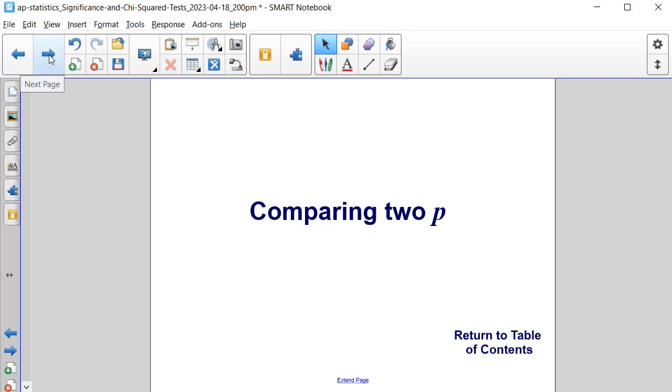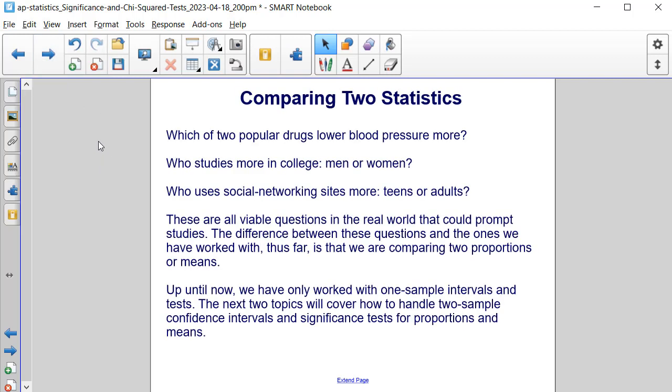Comparing two proportions. Which of two popular drugs lower blood pressure more? Who studies more in college, men or women? Who uses social networking sites more, teens or adults? These are all viable questions in the real world that could prompt studies.